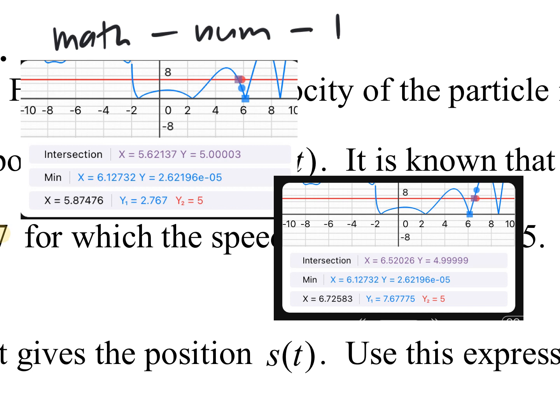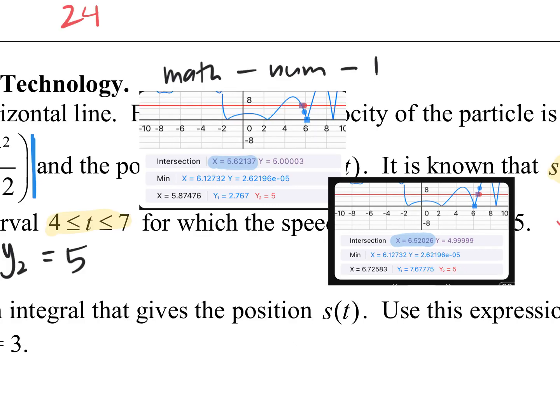If you look closely here, your two answers should be 5.62137 and 6.52026. I'm going to give you a few more minutes to try and figure those out if you need it, and I'll be walking around to help. Those are your two answers for the speed. What was the question? When the speed was equal to 5. So it's at times 5.621 and 6.520.